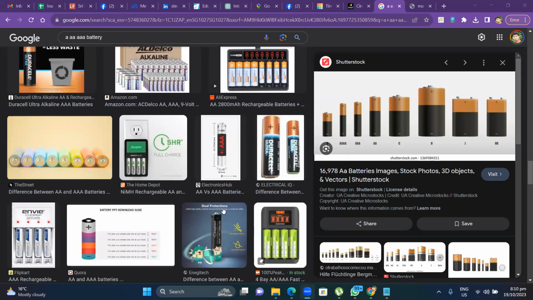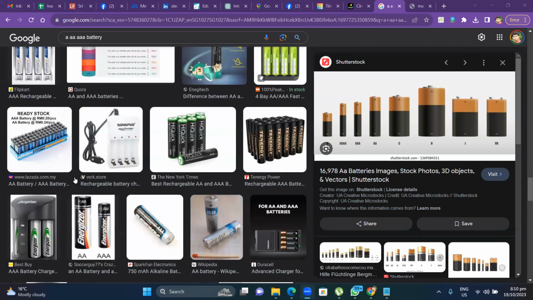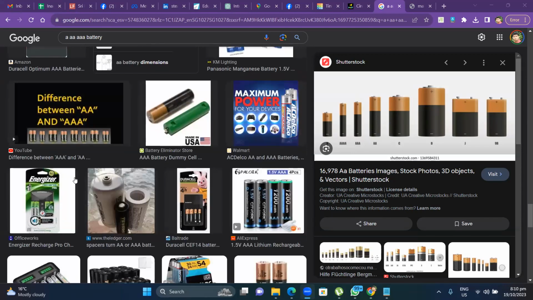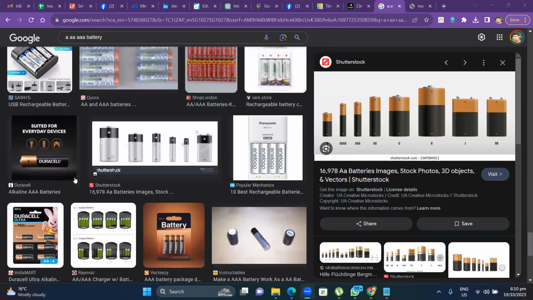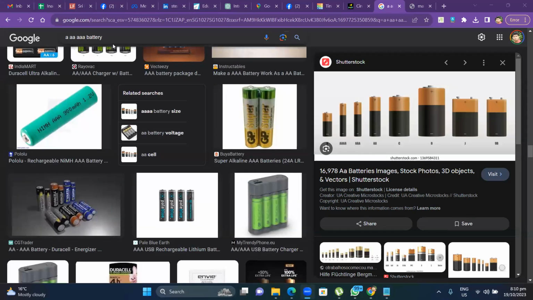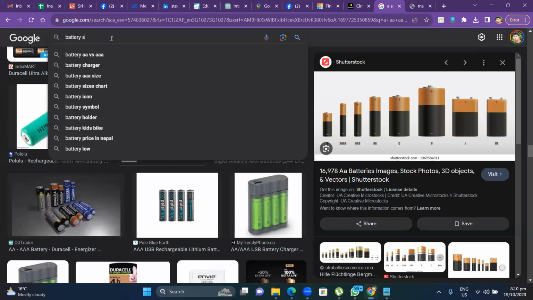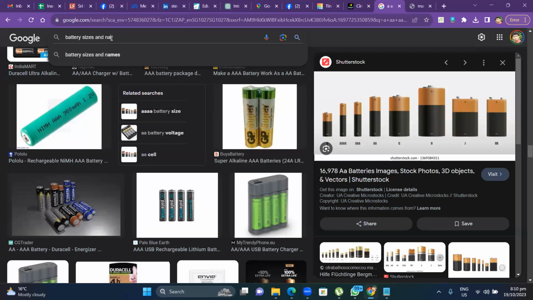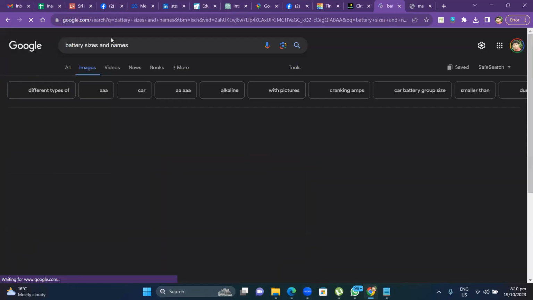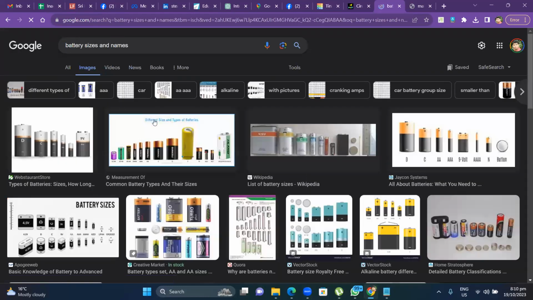And here, this is another format. This is normally coming for the rechargeable batteries. So these batteries are different from the other batteries. Different formats are there. You can also search in Google battery sizes and names. So what are the battery types, sizes, and names?